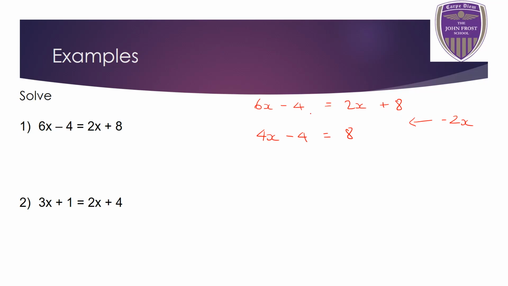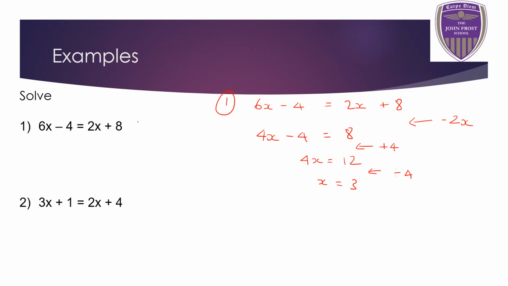So if you get that first step right, we've just got a normal 2-step equation now. Okay, so the inverse of taking away 4 is to add 4. So we're saying 4x equals 12, and then the inverse of times by 4 is to divide, so x must equal 3. Okay, so that would be the answer for number 1.